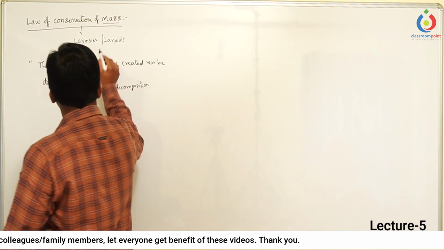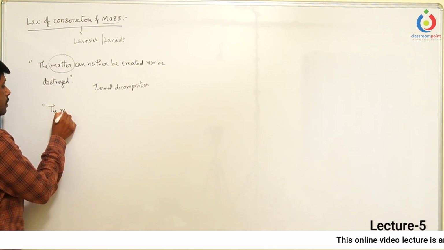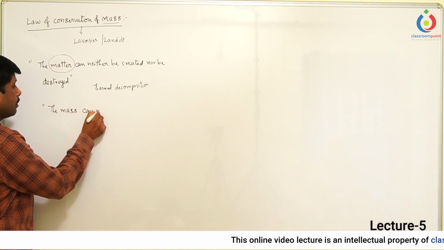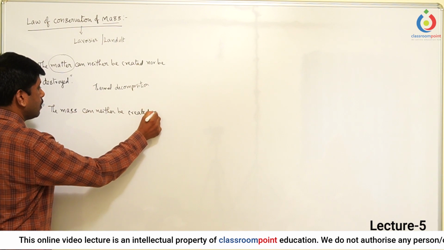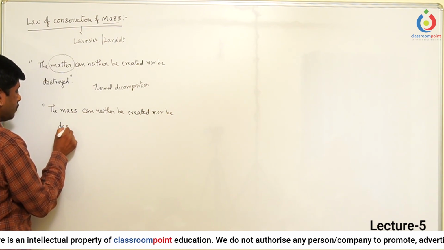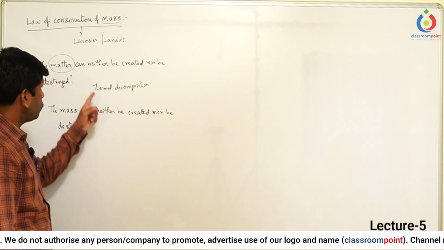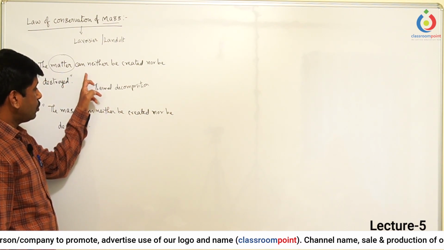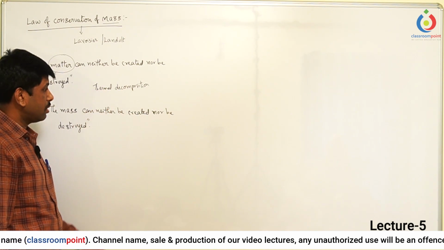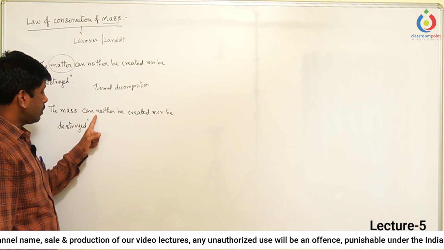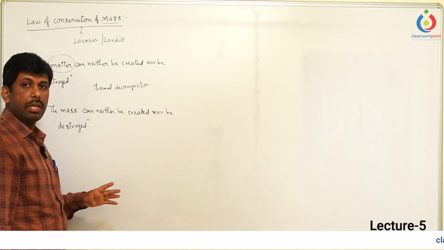Based on that only he proposed this particular law, which can also be written as: the mass can neither be created nor be destroyed. Then the question arises whether these two are the same or similar. Actually, these two are not 100% same. That we shall discuss by taking some examples in the coming discussions. So, let us discuss how to justify that the mass can neither be created nor be destroyed, and finally we will come back to why the matter can neither be created nor be destroyed.